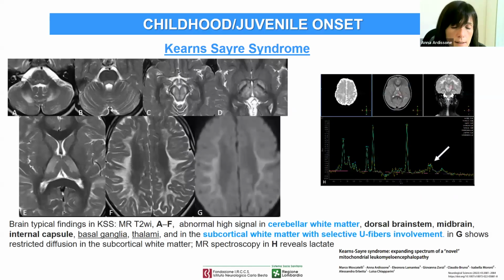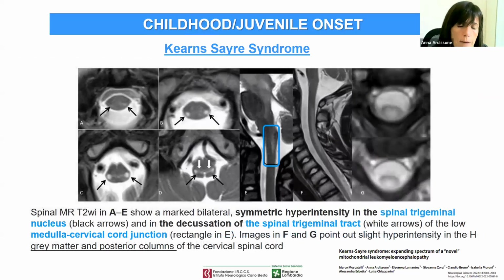The MRI pattern in this kind of disorder is very typical, characterized by involvement of the cerebellar white matter and subcortical cerebral white matter with selective involvement of U fibers. There is also involvement of basal ganglia and thalami, and often it is possible to observe a lactate peak at spectroscopy. But another typical radiological pattern is the involvement of the cervical spinal cord and also of the spinal trigeminal tract. So we are talking not only about a leukoencephalopathy, but a leukomyeloencephalopathy with a specific pattern.